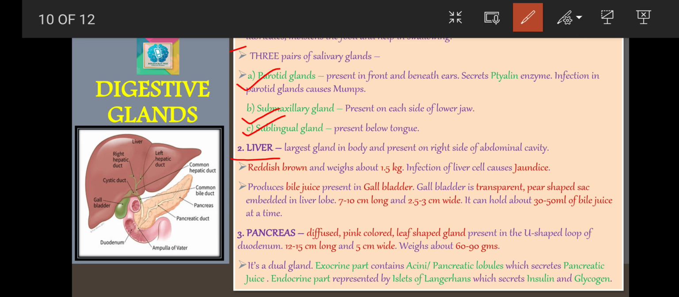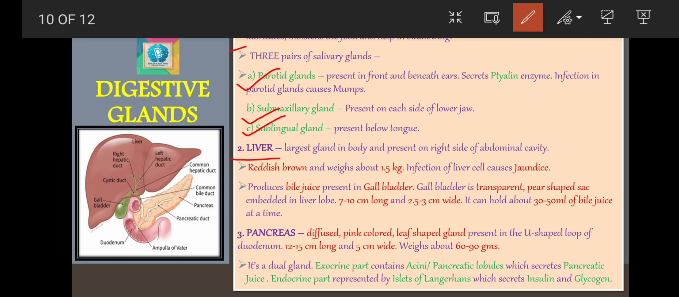The gallbladder is a transparent, pear-shaped sac embedded in one of the liver lobes. As you can see in the picture also, it is about 7 to 10 centimeter long and 2.5 to 3 centimeter wide. It functions as a reservoir for bile and can hold about 30 to 50 ml of bile at a time, and about 600 to 1000 milliliter of bile per day is secreted by the liver. Infection of the liver cells by a virus can cause jaundice, and a patient's skin and eyes look yellow due to the large amount of bilirubin present in the blood.